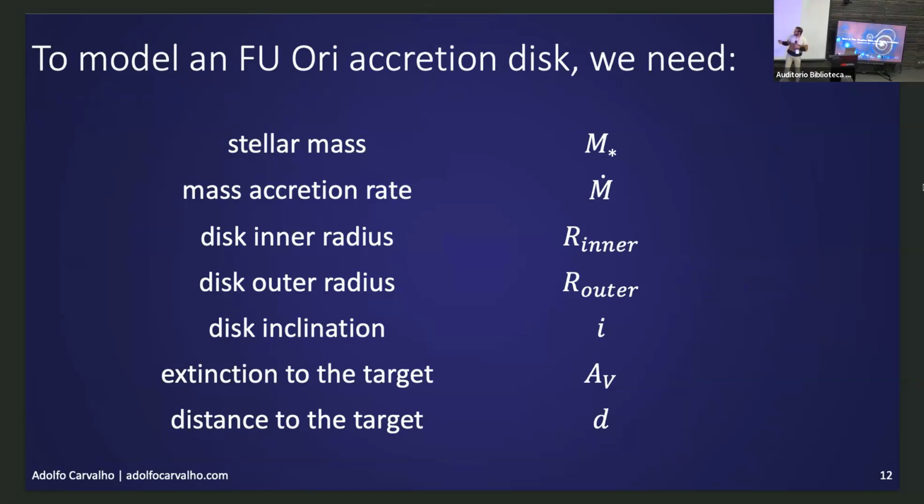When we model them, we have to take into account all of these parameters. So you have the basic ones that you've seen already in the temperature profile: the stellar mass, the mass accretion rate, and the inner radius or truncation radius of the disk. But you also have to consider where you're cutting off your model on the outer disk, what the disk inclination is, the extinction to the source, and your distance if you're doing everything fully.